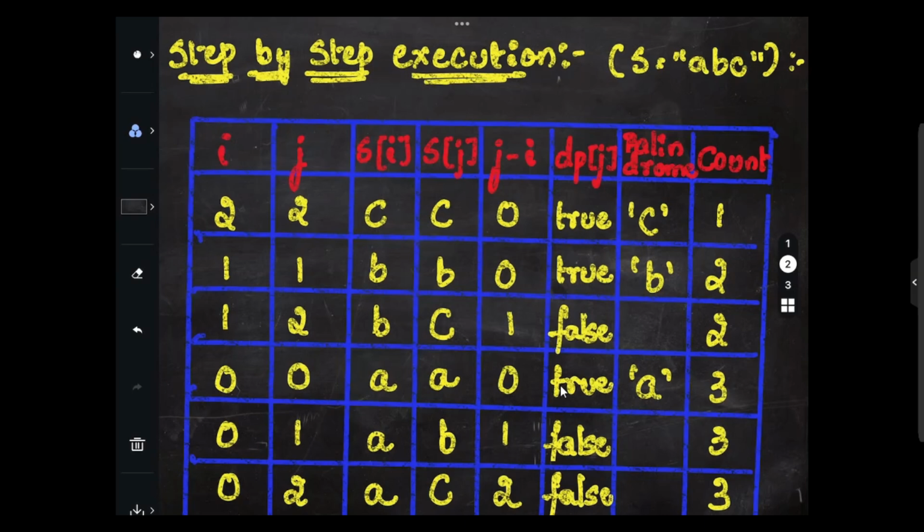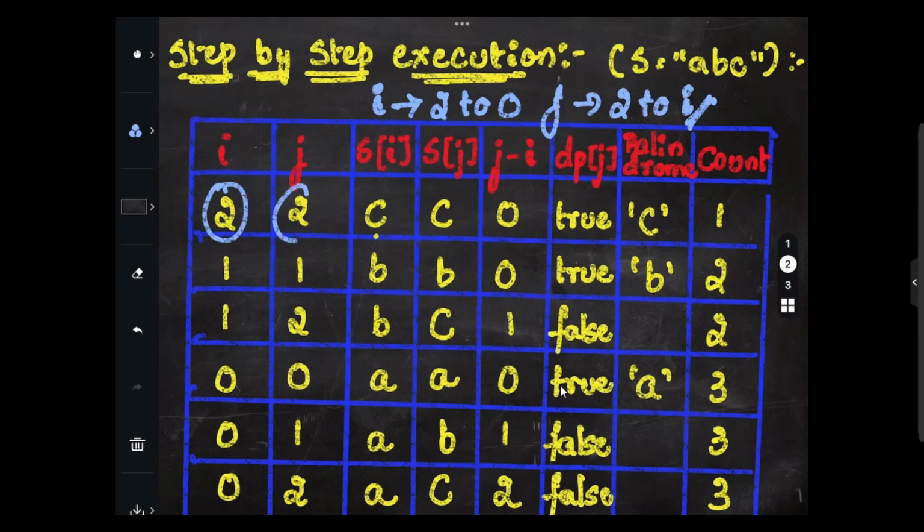Let's move on with the step-by-step execution. We are going with the first example itself, A, B and C. Here the length we have is 3. So I goes from 2 to 0, and J goes from 2 to I.